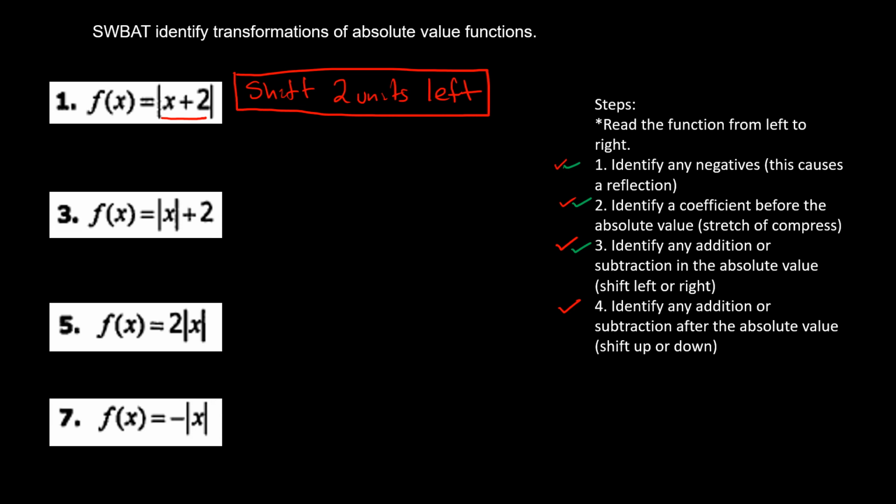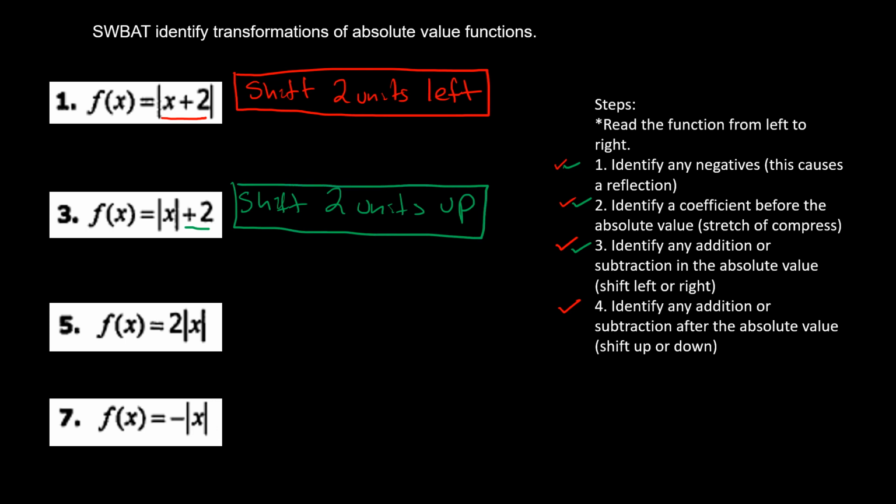All right. The next part, identify any addition or subtraction after the absolute value. So I do see this plus 2 here. So that plus 2 on the outside will do a shift 2 units. And because it's a plus 2, it'll be 2 units up. And that was our last step. So we are done here.